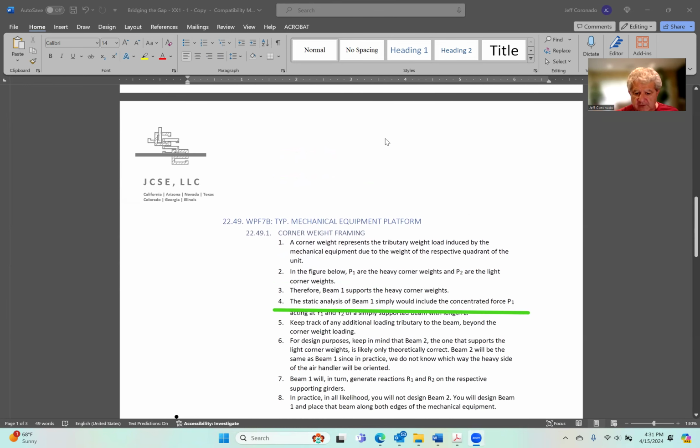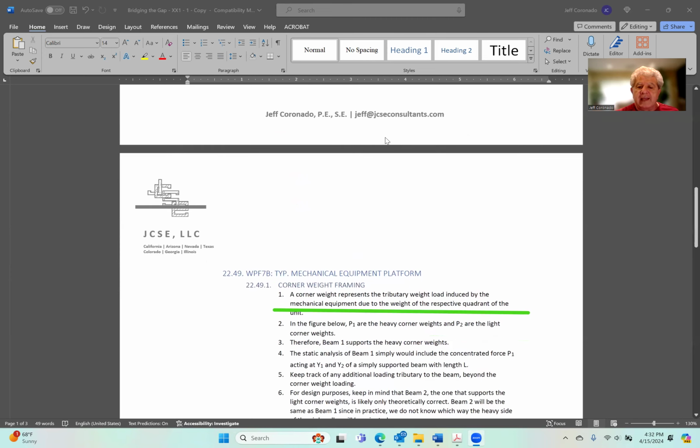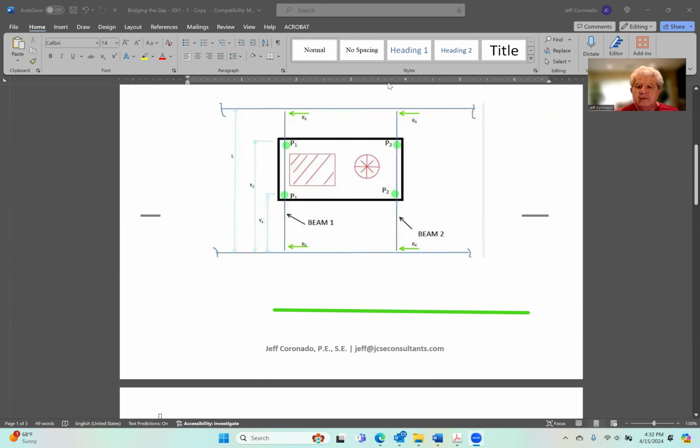Okay, so that gets us item 2. Item 3, therefore, beam 1. Beam 1 supports the heavy corner weights. All right, let me clear the screen here. So beam 1, that's this beam here, supports the two heavy corner weights, whereas beam 2 is supporting the two light corner weights.